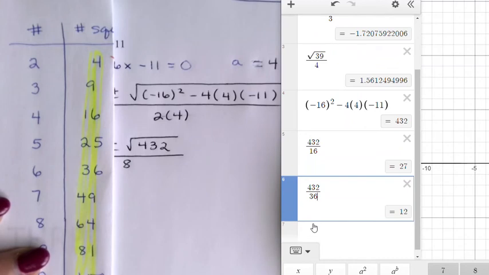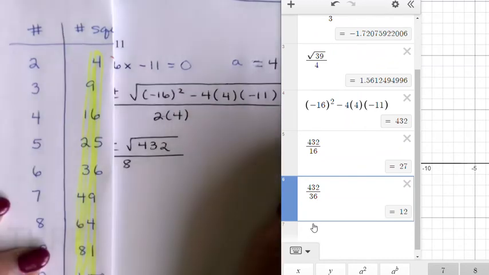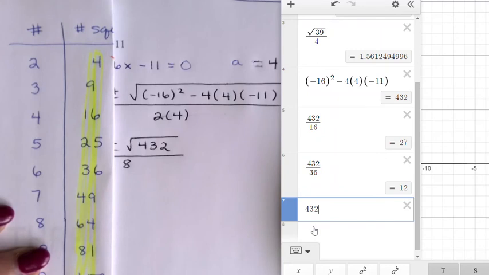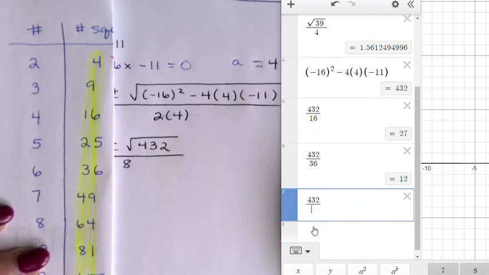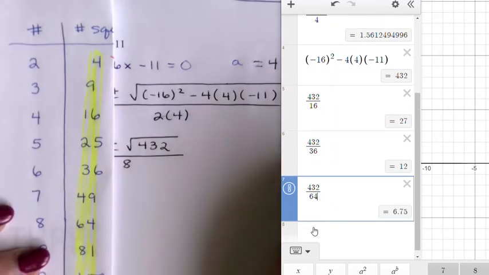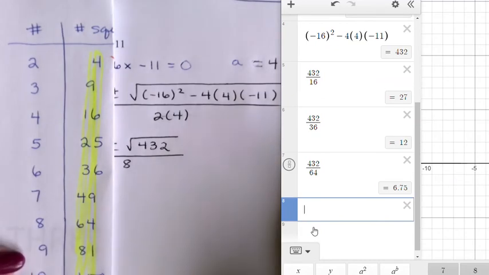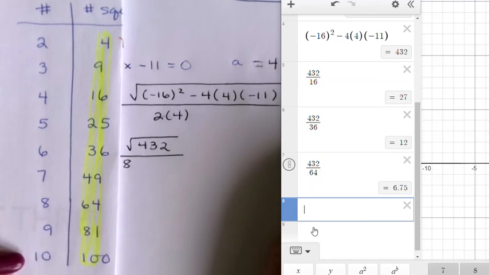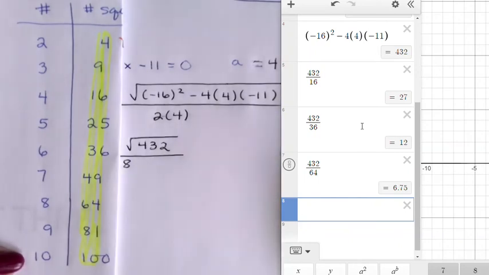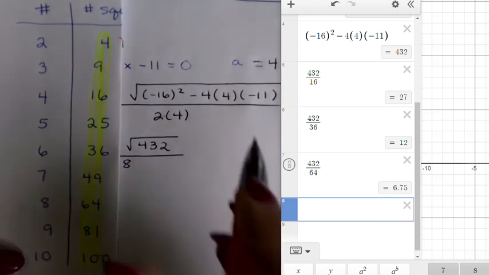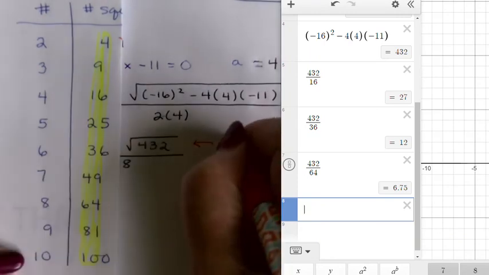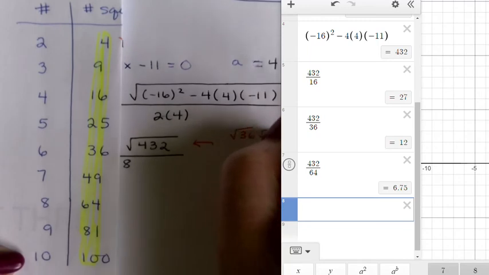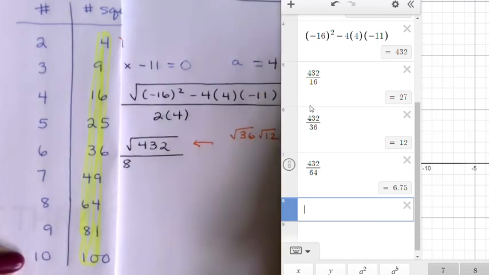Yep, 36 works. Anything bigger? 49's not going to go. 64? No. All right, I think there's a bigger number, but I don't think we're going to find it on our list here. So I'm going to go ahead and do the 36 and 12, and we may have to break this one down twice. So let's do square root 36, square root 12, what I found right here in Desmos.